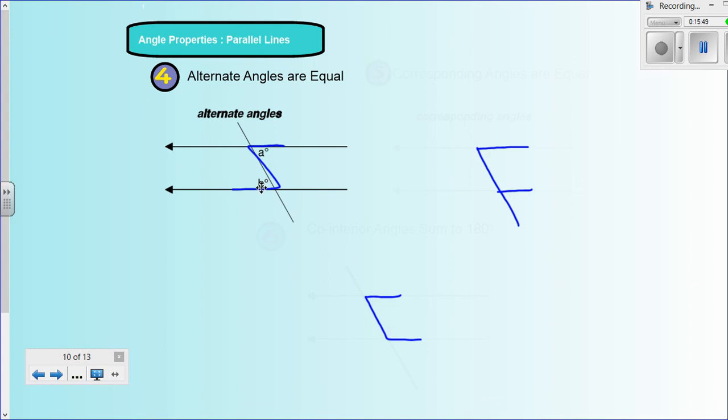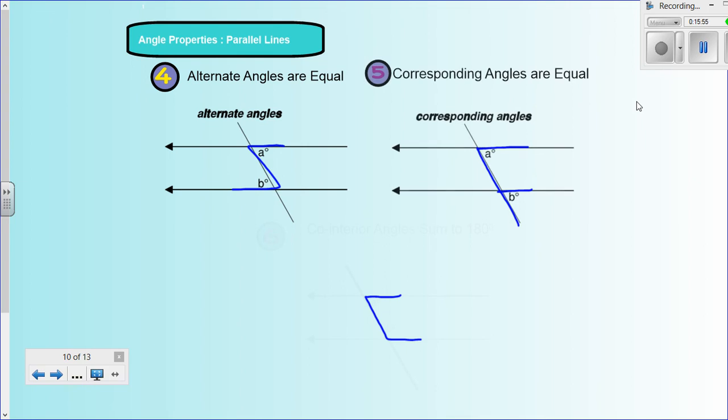So they're the same measure. The F pattern shows us corresponding angles. Corresponding angles are also equal. Corresponding angle A and angle B are found below the branches of the F. The F could also be upside down, it could be on its side. It still works out that those angles are going to be equal. So that means that the angle on this side of the A and the angle on this side of the B would also be equal because they're above the branches of the F.